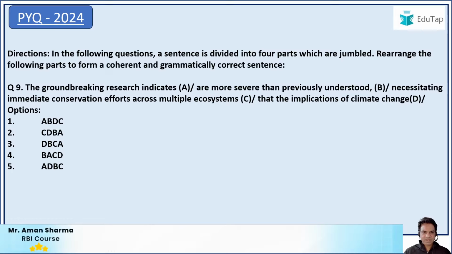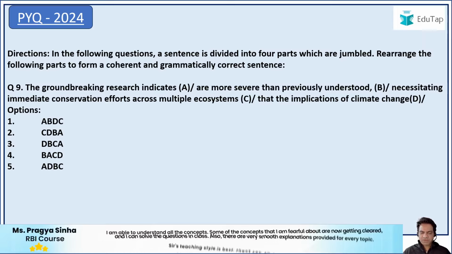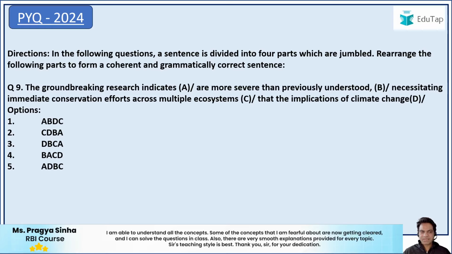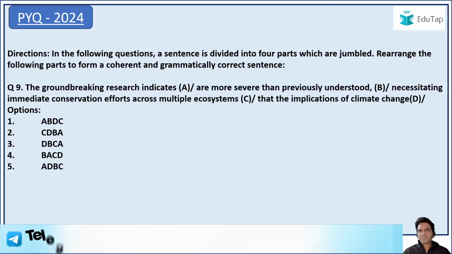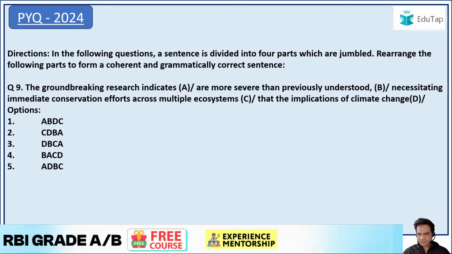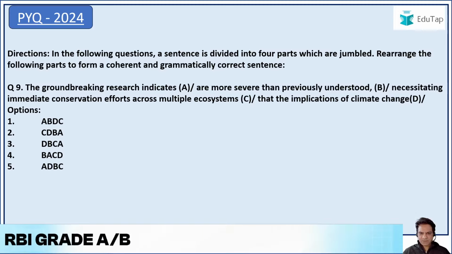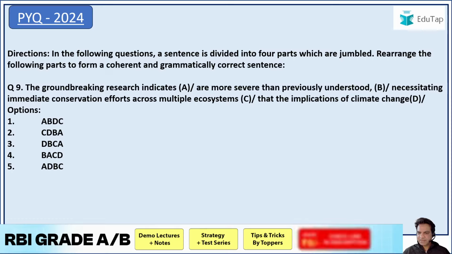Next is, you are given a sentence which is divided into 4 parts which are jumbled. You have to rearrange the following parts to form a coherent and grammatically correct sentence. So sentence reshuffling, basically. So let's read it. The groundbreaking research indicates are more severe than previously understood, necessitating immediate conservation efforts across multiple ecosystems. That the implication of climate change.